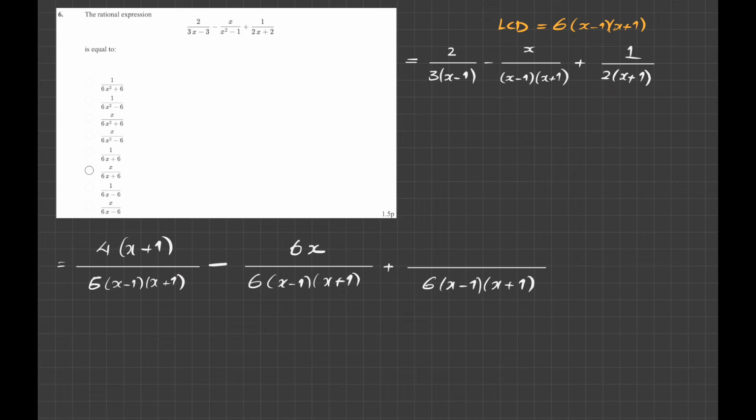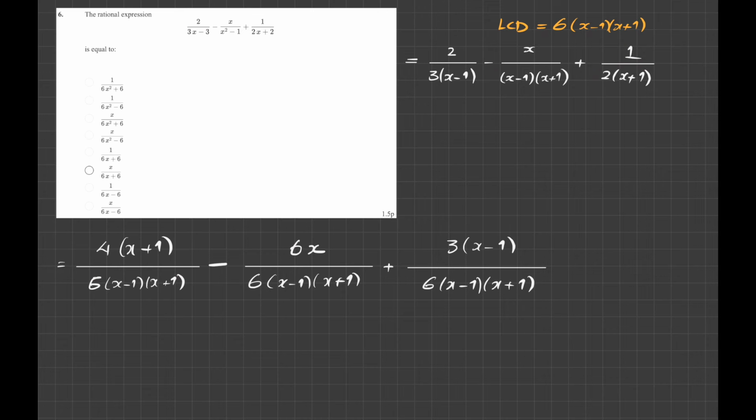And then ask the same question. The denominator was this, now the denominator is this. So what has happened? You can immediately see that the denominator is being multiplied by a factor of 3 to make it 6, and by a factor of x minus 1 to make it 6 times x minus 1, x plus 1. So you have to take the numerator and multiply it by the same factor, which becomes 3 times x minus 1.